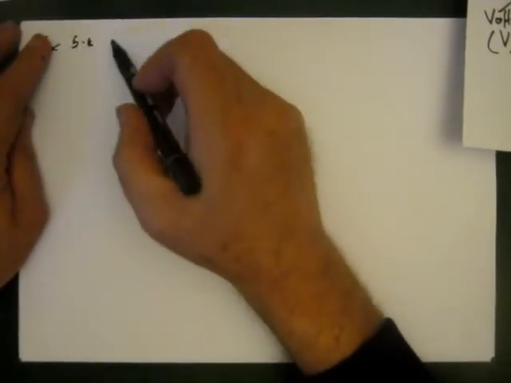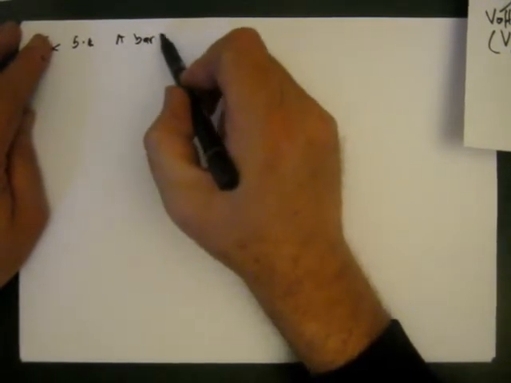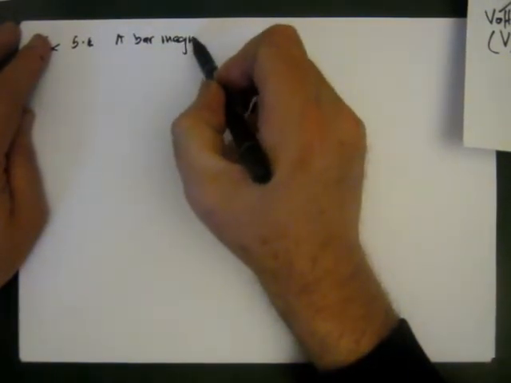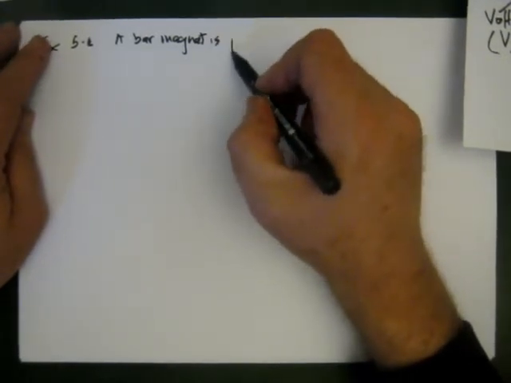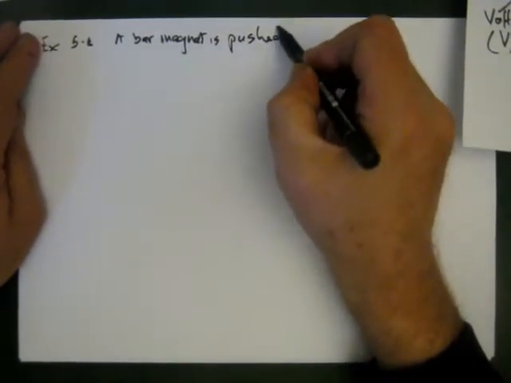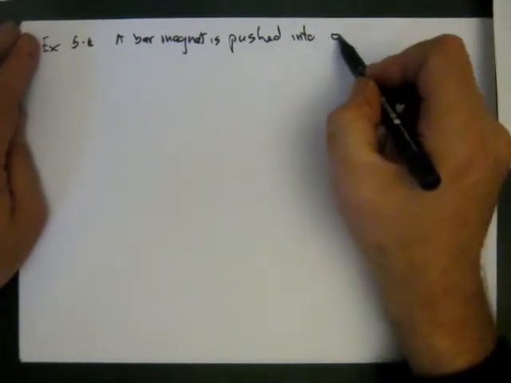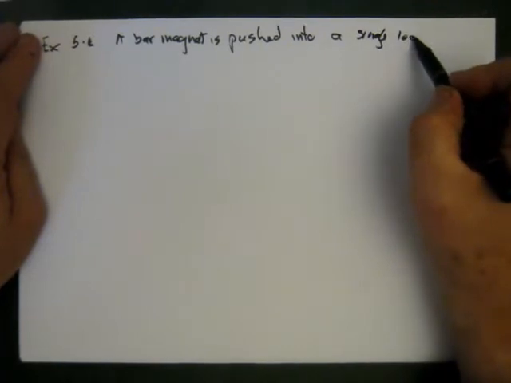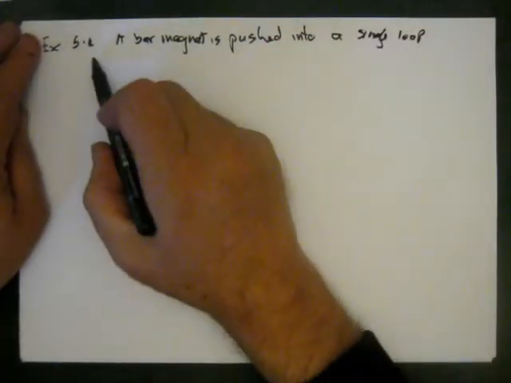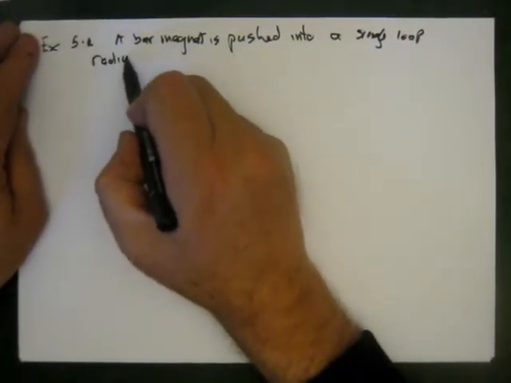We've got a bar magnet. A bar magnet is thrust into, it's pushed into a single loop of wire. Loop of wire that has a radius of 6 centimeters.